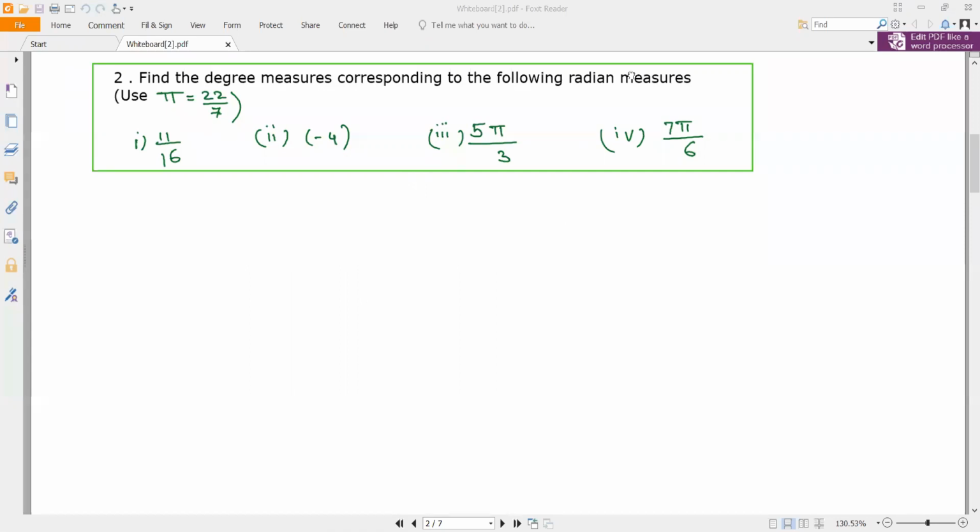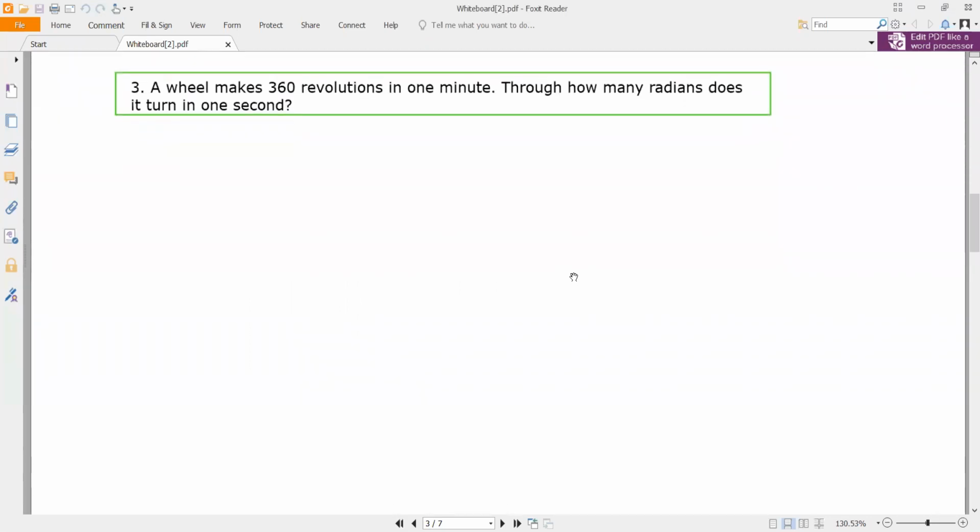A wheel makes 360 revolutions in 1 minute. Through how many revolutions does it turn in 1 second? So it takes 360 revolutions in 1 minute, and you have to find out the radian measure which it takes in 1 second. So let's calculate for 1 second. 360 revolutions in 1 minute.